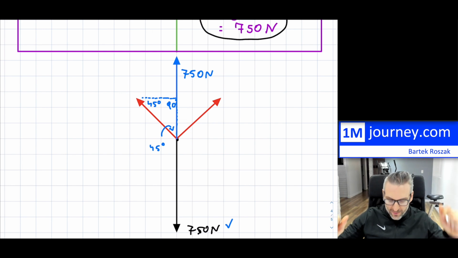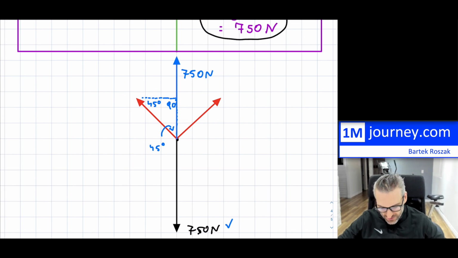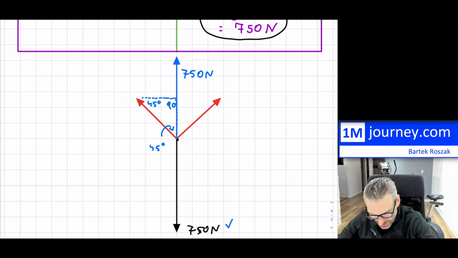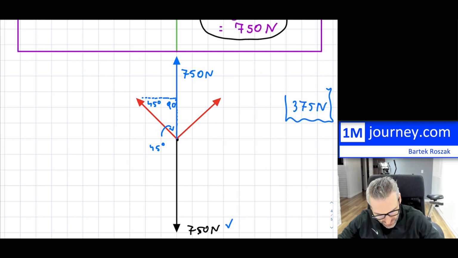across one arm and the other arm. So that's going to be 750 divided by 2. So that's going to be, I guess, 375. So that's going to be the actual components which are spread over. So that's 375. That's the amount of force that is spread out.